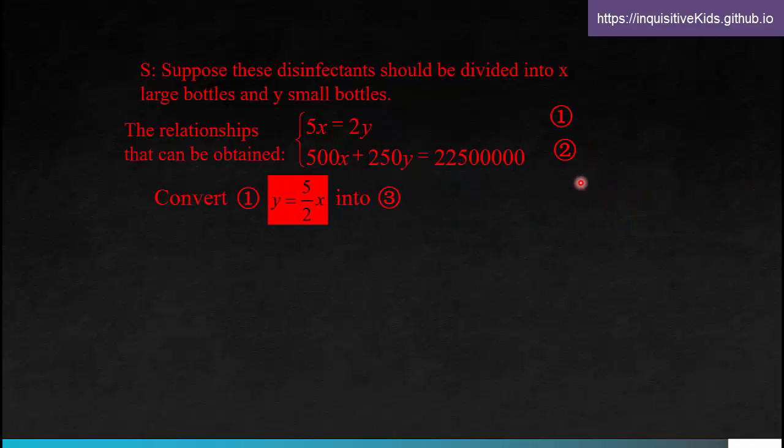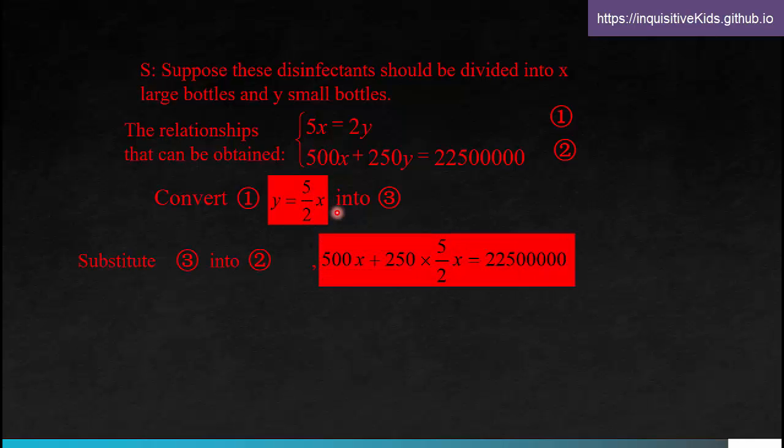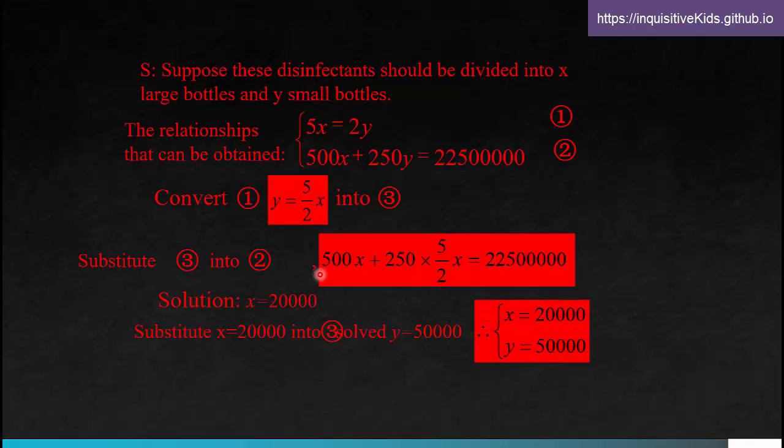Convert equation number 1 into y is equal to 5 halves x. So that would be equation number 3. Now substitute 3 into 2, and therefore we have the solution x is equal to 20,000. And substitute x is equal to 20,000 into equation 3. Solved, we have y is equal to 50,000. So our final solution would be x is equal to 20,000 and y is equal to 50,000.